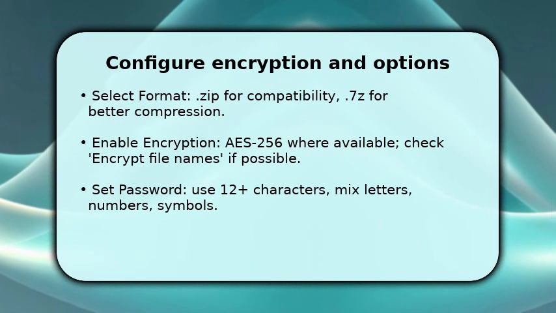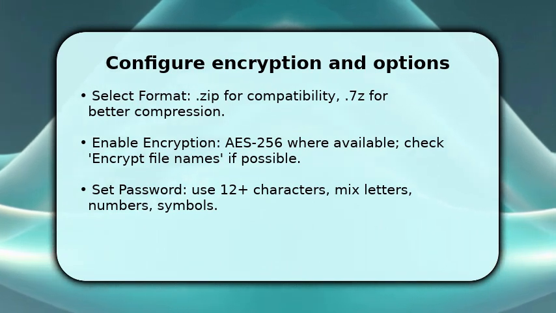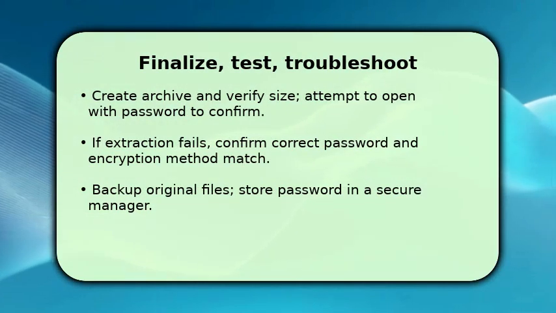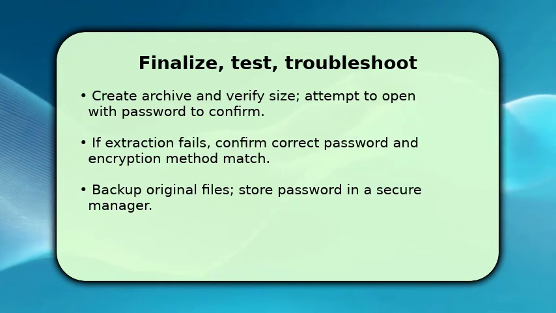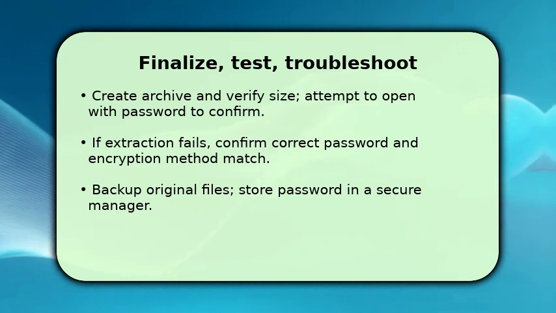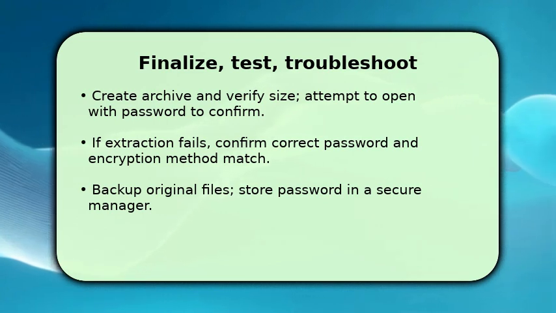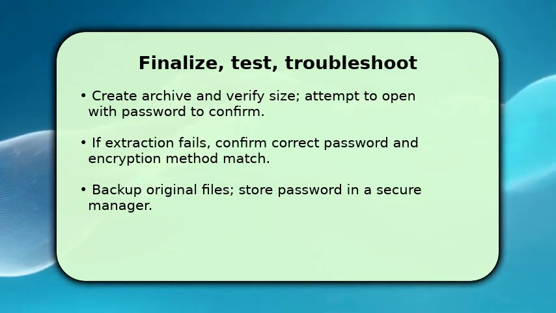Finish by creating the archive and then immediately test it. Try opening or extracting with the password to confirm access and that file names are hidden. If you get errors, make sure you use the exact password and the same encryption method. AES 256 versus standard ZIP differs. If the tool rejects extraction, try a different extractor that supports the chosen encryption.